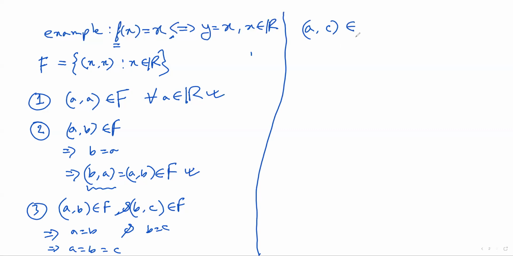And what is a comma c? You can just replace c by b, right? Keep a unchanged, replace c by b because b and c are equal, and a comma b belongs to f. So we were able to prove the transitivity as well. Therefore, the relation f is indeed an equivalence relation.